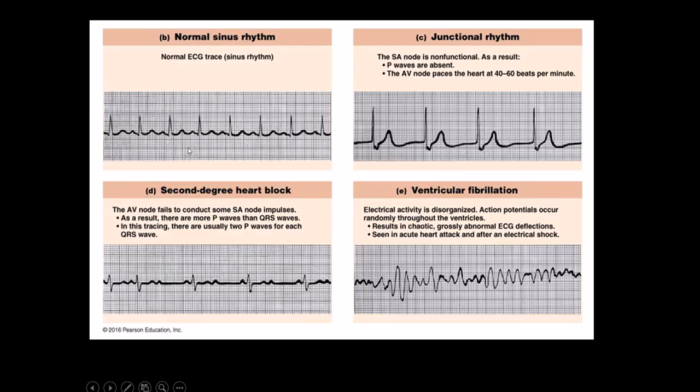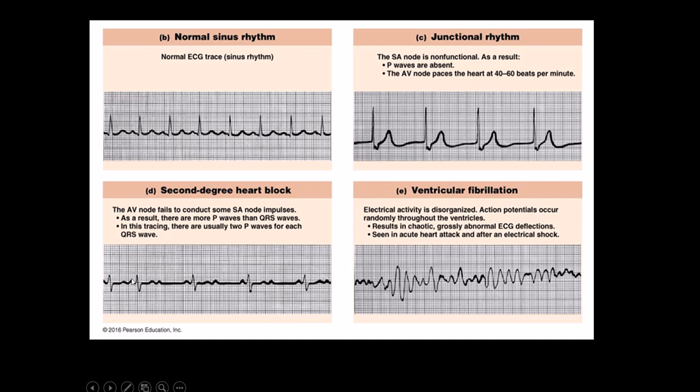So here is a nice normal sinus rhythm, typically roughly 70 beats per minute. This one here is what we call a junctional rhythm. This is where the SA node is not functioning properly, and so you'll notice there are no P waves. At that point, the AV node can take over, but the AV node depolarizes at a slightly lower rate, 40 to 60 as opposed to roughly 70, but still functional.